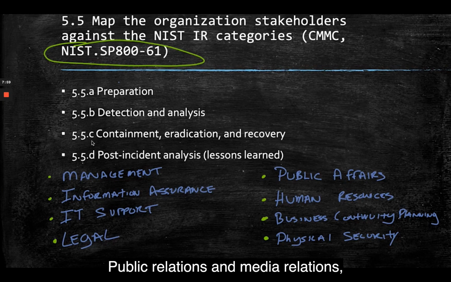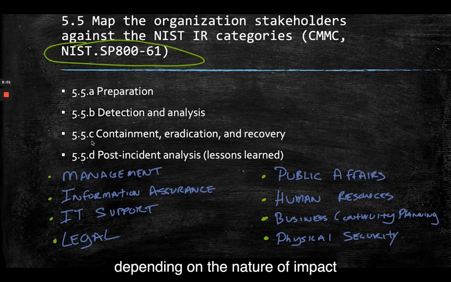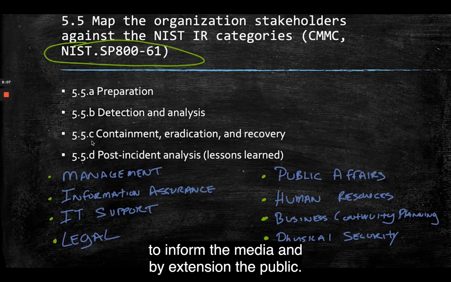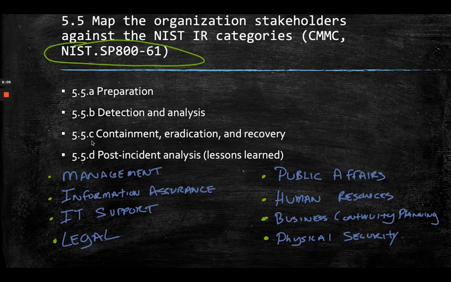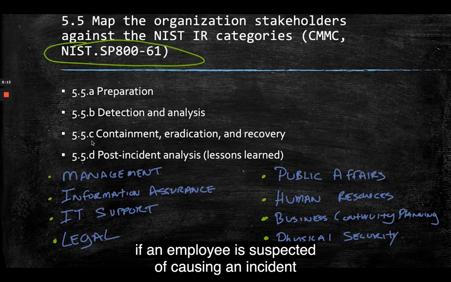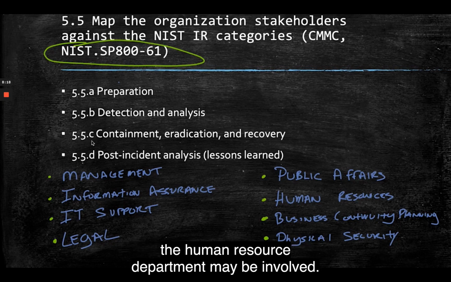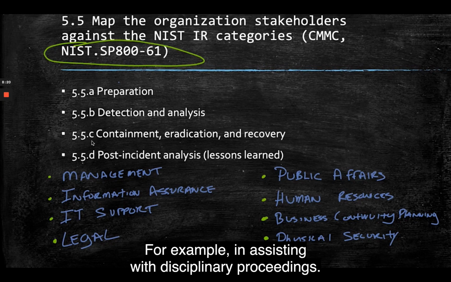Public relations and media relations: depending on the nature of impact of an incident, a need may exist to inform the media and by extension the public. Human resources: if an employee is suspected of causing an incident, the Human Resources Department may be involved, for example, in assisting with disciplinary proceedings.